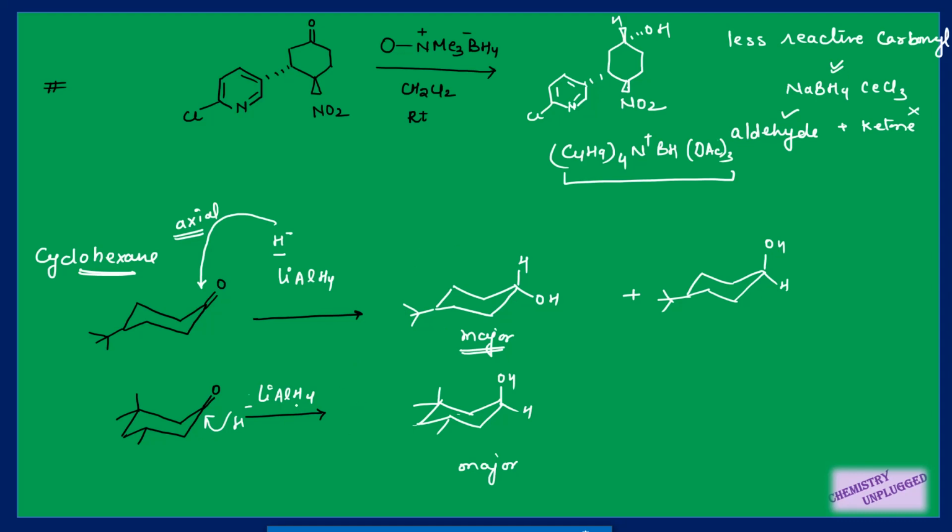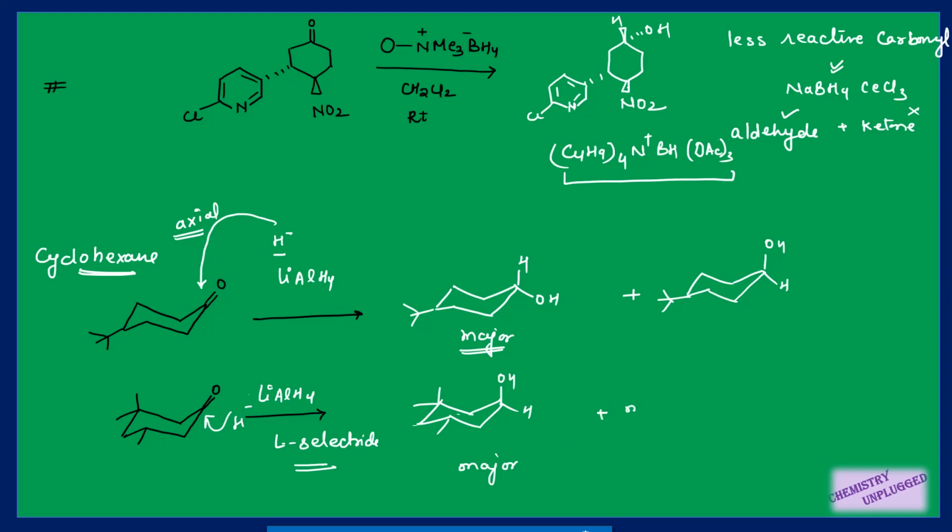Or if I am suppose using L-selectride or any other bulkier lithium aluminum hydride derivatives, means suppose I am replacing this H with a bulkier group, then it will become a bulkier derivative, or you can say it will become less reactive and more selective in nature, as well as it is bulkier in size. So in that case also this hydride will attack from the equatorial side. Instead of this axial side, it will attack equatorially because of the bulky nature of this L-selectride. So the ratio of major to minor will be increased by using this L-selectride.